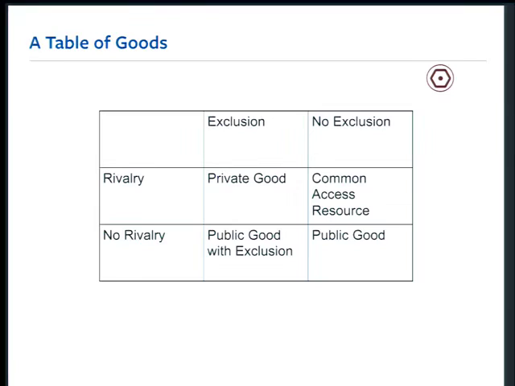These are the tragedy of the commons type goods. These are common access resources. There's something valuable that you cannot be stopped from catching or consuming, but it's yours and no longer available for someone else. So that's a common access resource. A rival and excludable good is a private good. And a non-rival but excludable good is a public good with exclusion.